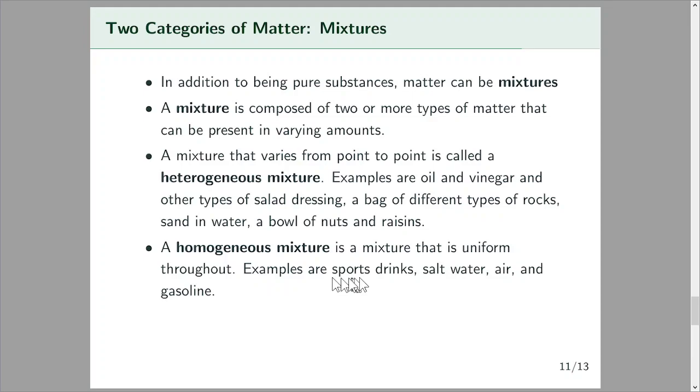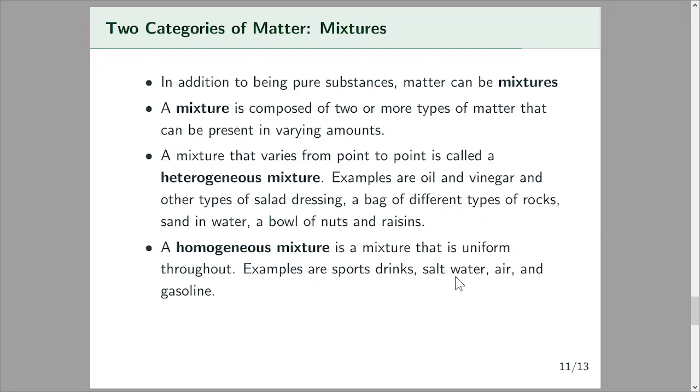A homogeneous mixture is a mixture that is uniform throughout. And so examples are sports drinks, if you drink Gatorade or something like that, right? It looks uniform. You might even think it was a pure substance, but if you did some testing on it, which you would have to do to figure that out, you would realize that no, there's water in there, and there's sugar in there, and there's food coloring in there, and other stuff that isn't really good for you.